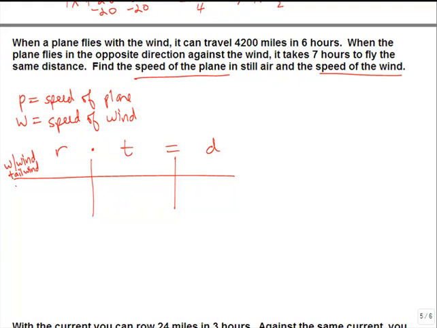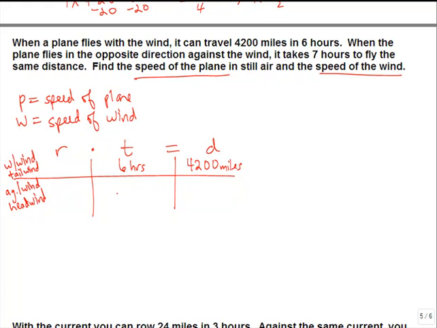And the bottom row is going to be against the wind. Sometimes that's called a headwind. So let's fill in the numbers that we know. When the plane goes with the wind, it travels 4,200 miles. That's a distance, so I'm going to put 4,200 right here. And it does that in 6 hours.